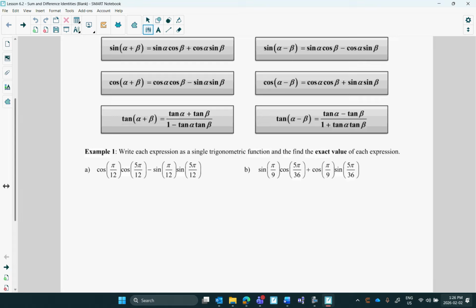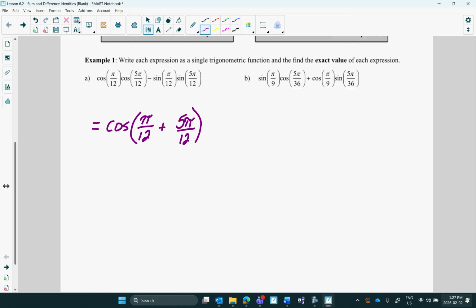So what's another way to write that? What's the compressed way? Cos of, well, what are the angles? Pi over 12 plus 5 pi over 12. But I could keep going. Can't I add these two together into a single angle? What do I get? 6 pi over 12.